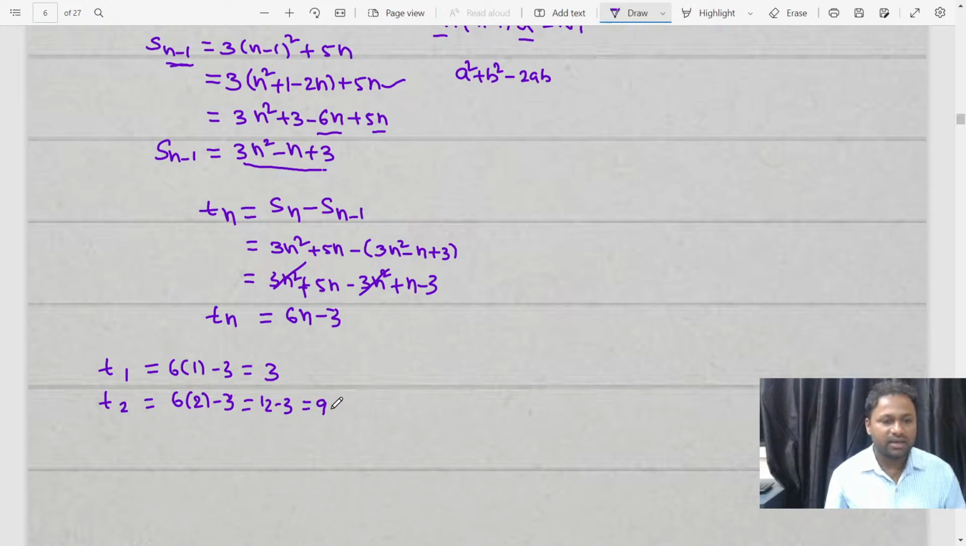Okay, so we got 9. So then, what is the common difference? D is equal to 9 minus 3. So 9 minus 3 means 6. The common difference will be D is equal to 6. I got the common difference, right?